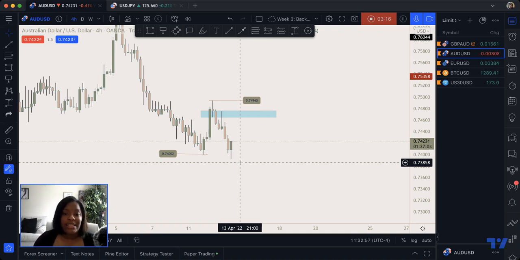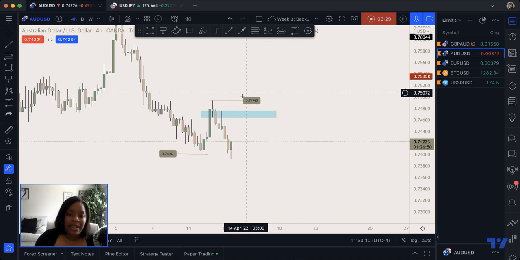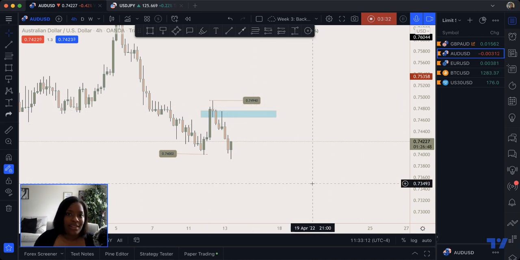And so this is what I'm going to be looking at for the rest of the week on these two currency pairs. Now, will it happen? I don't know. But what I do know is I would like to see if price can push back up on AUD/USD, stay below 0.74940, and then continue down.